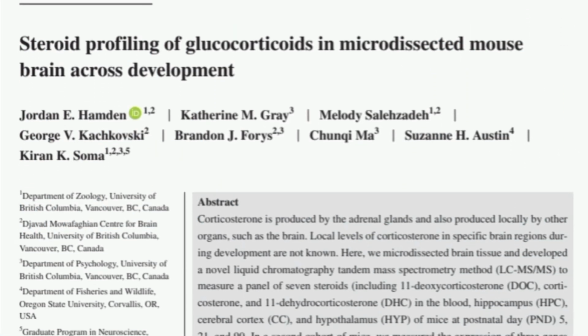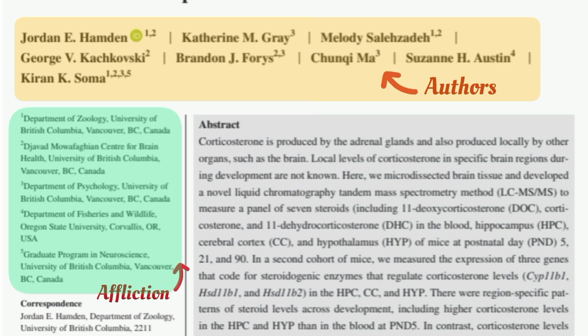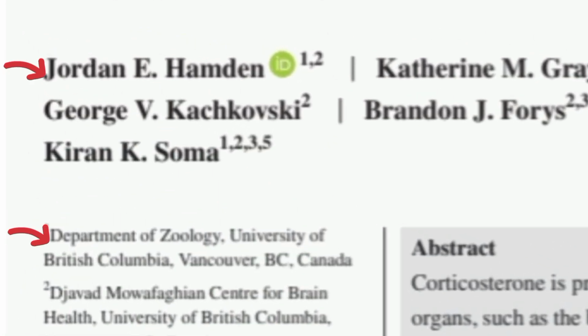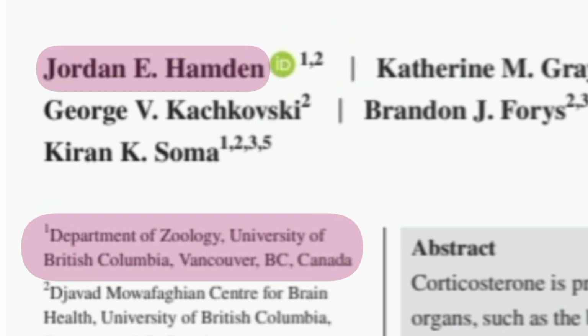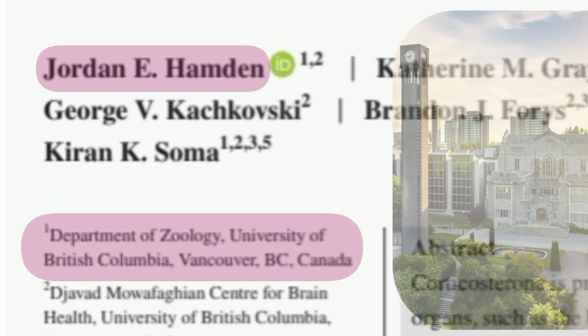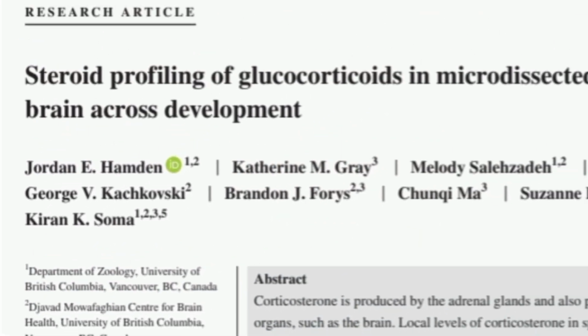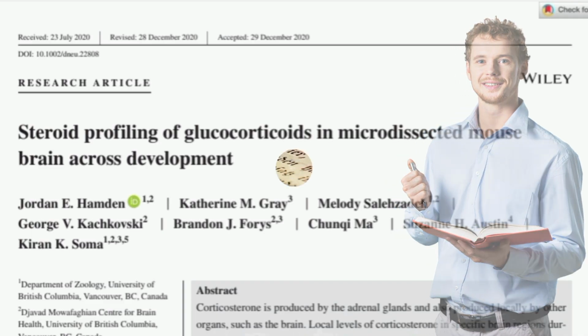Another important section on the first page is the list of authors and their affiliations. Each author is associated with a university, department, or scientific institution. These affiliations are usually marked with numbers. For example, author number 1 might be affiliated with the Department of Zoology at the University of British Columbia in Vancouver, Canada. This information helps us understand the academic background and credibility of each author.